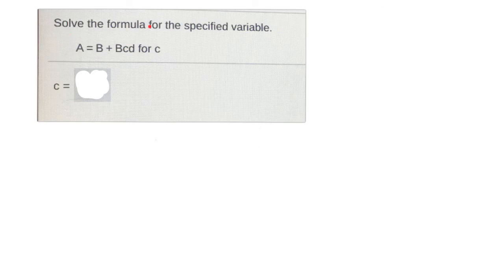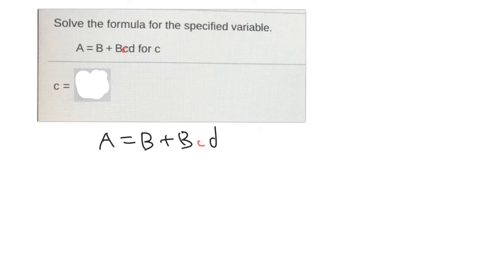Okay, so solve the formula for the specified variable: A equals B plus BCD for C. So what I'm going to do is make C red. And go ahead, pause the video, give this one a shot, see if you can do it, and we will meet in a moment. Okay, so let's look at it. I'm going to rewrite it because that's a good idea anyway. A equals B plus B, C, and D.